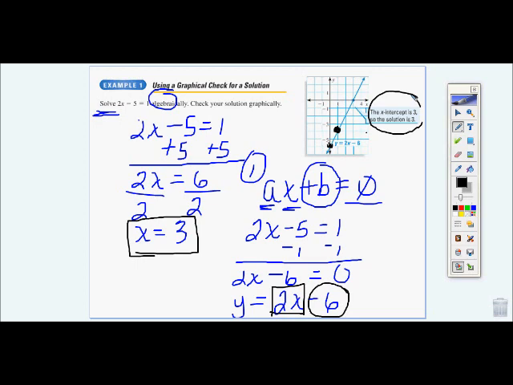So first, solving it algebraically means solving for that variable x. Then you're going to put that into the ax plus b equals 0 form. When you do that, you can convert that into the slope-intercept form by replacing 0 with y. And then you can graph it using the y-intercept, negative 6, and the slope, 2 over 1. So rise 2, run 1.